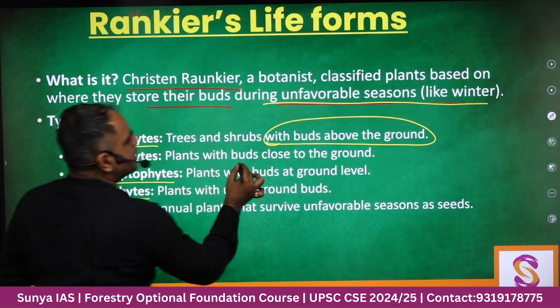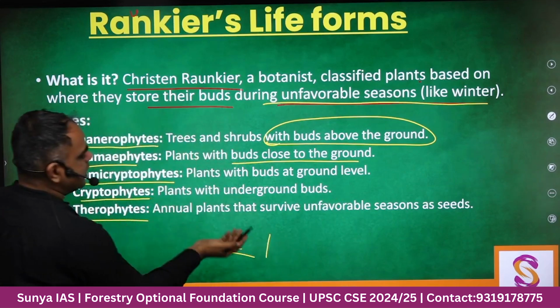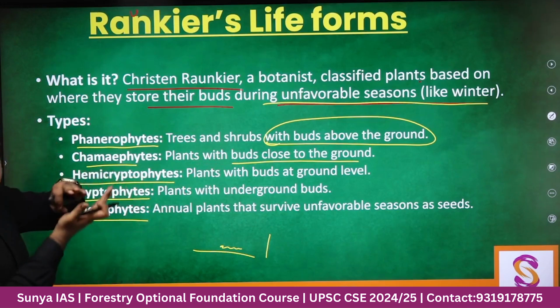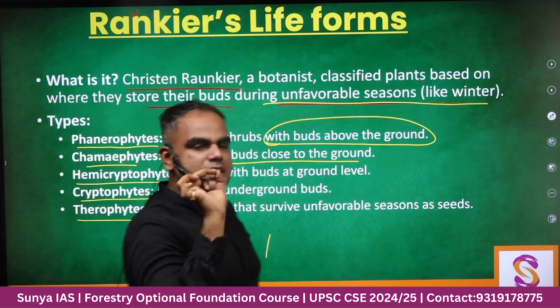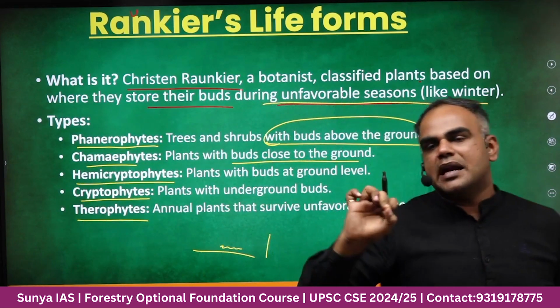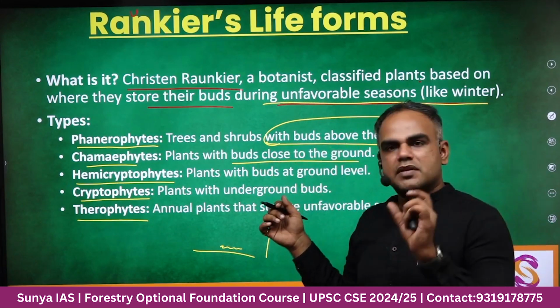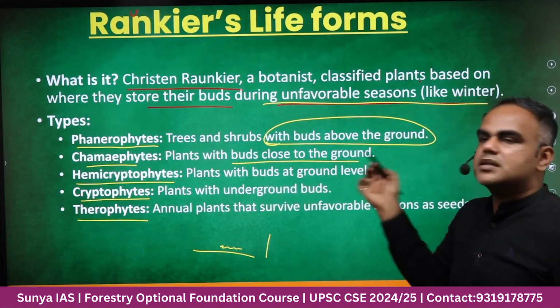Chamaephytes have the buds close to the ground. Let's say this is the ground, the buds are very close to the ground, whereas in phanerophytes the buds are above the ground. In hemicryptophytes, the buds are at the ground level. Crypto, the moment we see the word crypto, means hidden. I will also link this when I tell you cryptogams and phanerogams. Cryptogams means something which is hidden. So of course the buds are underground, so they are not directly visible. These are cryptophytes.